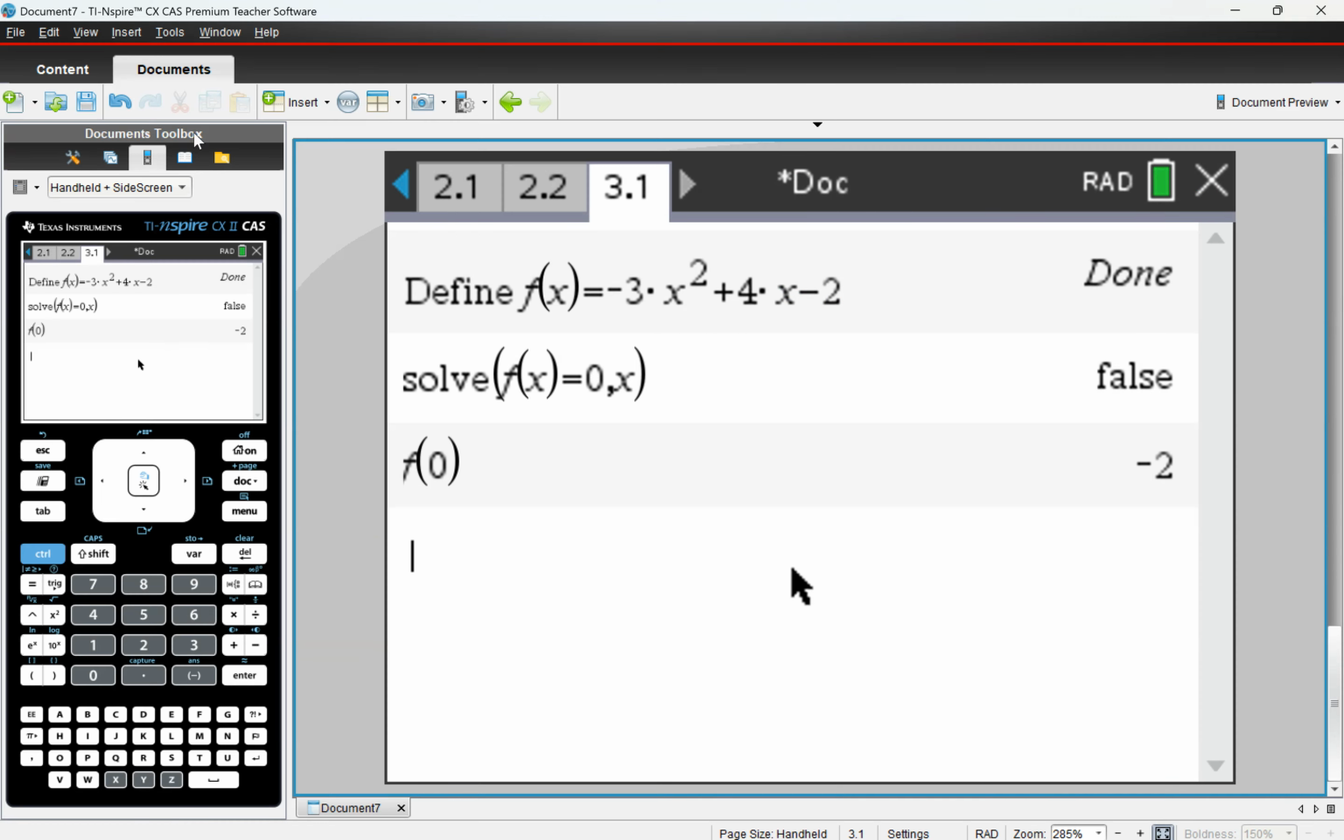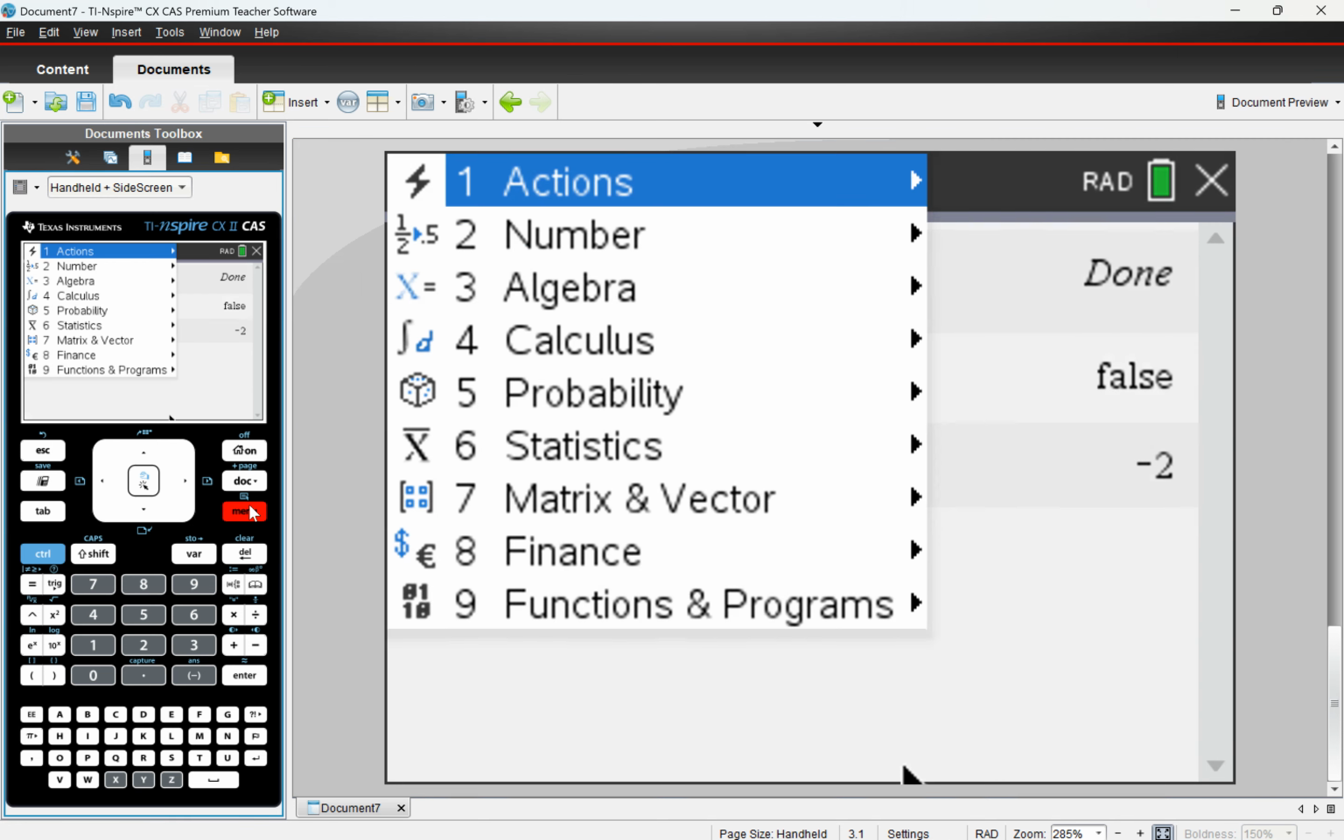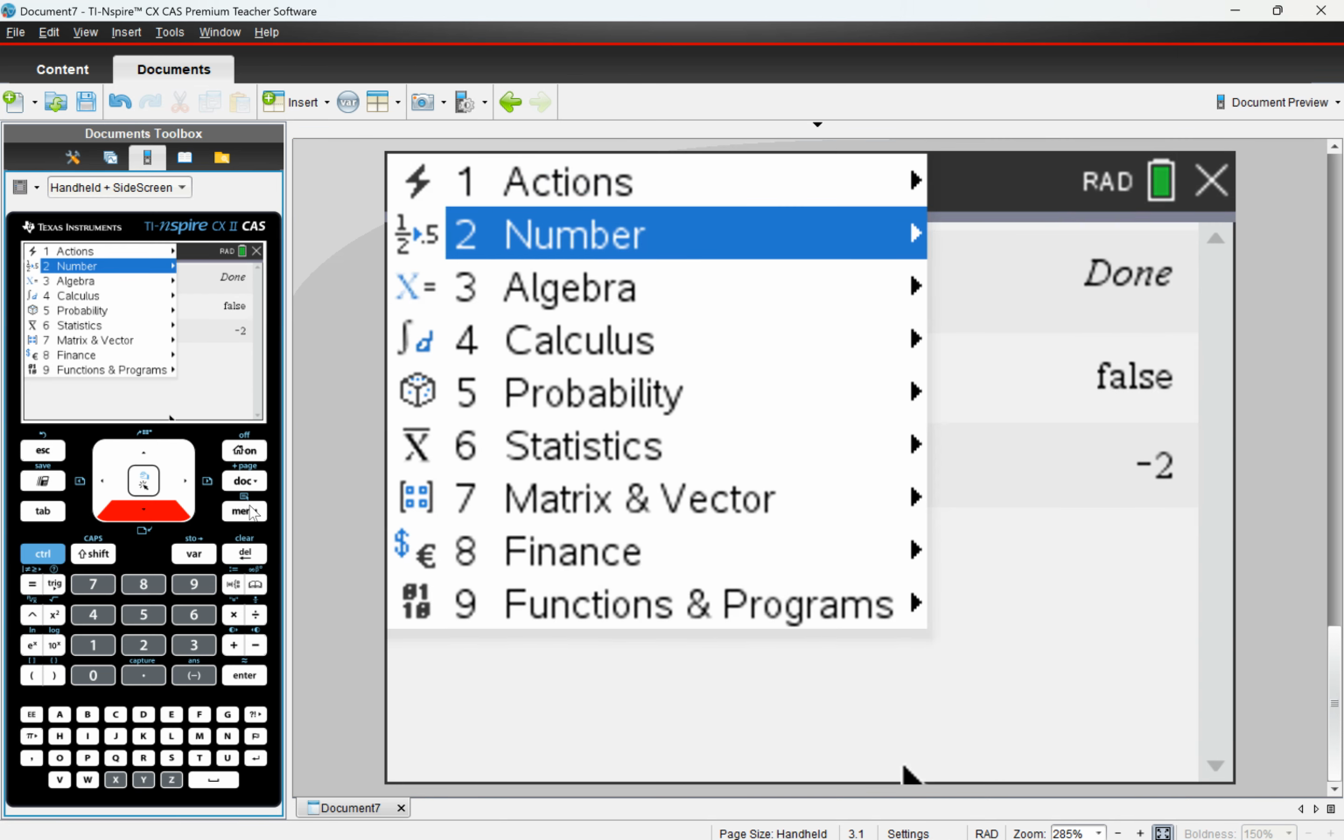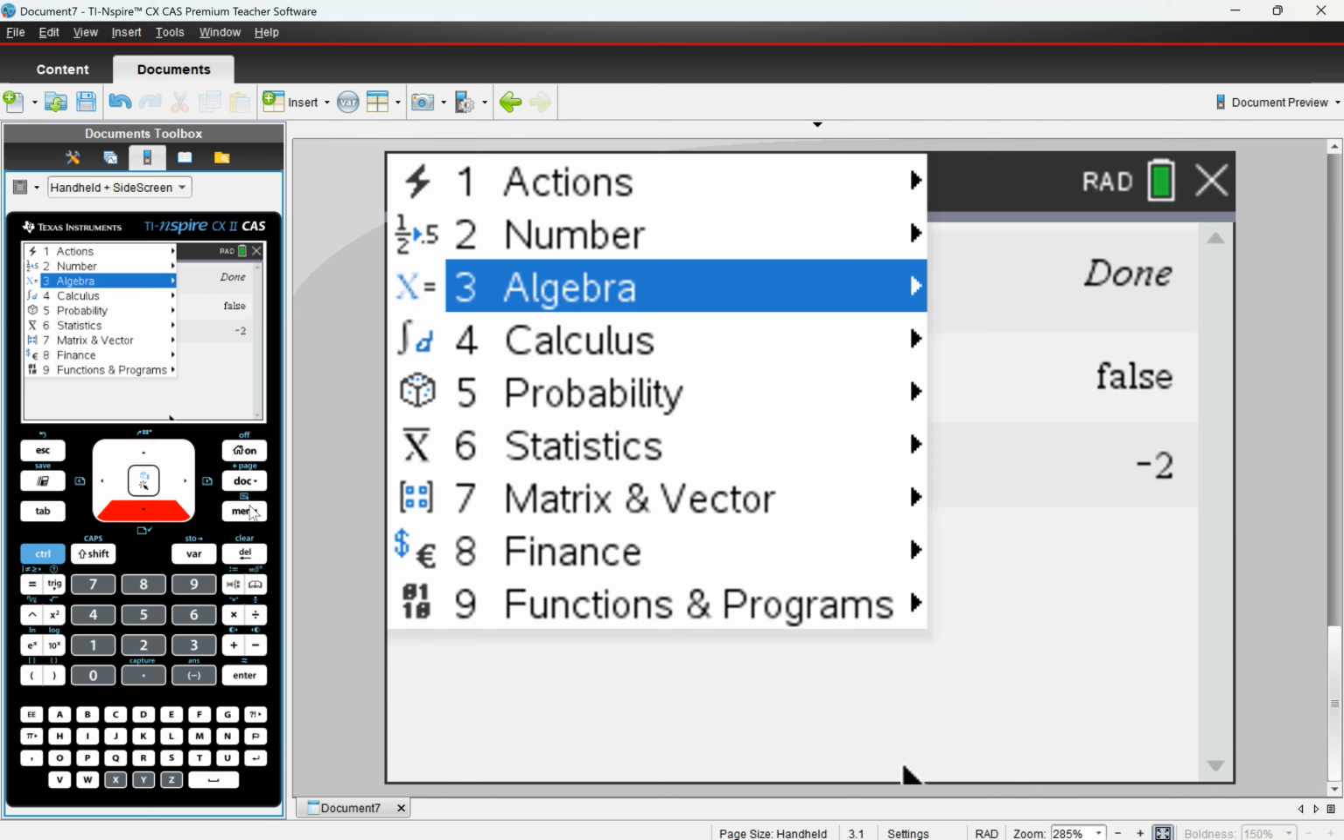Can you go a bit slower? Go to menu. Algebra. Shh. Listening. Thank you. I'm teaching you how to complete the square with your CAS.